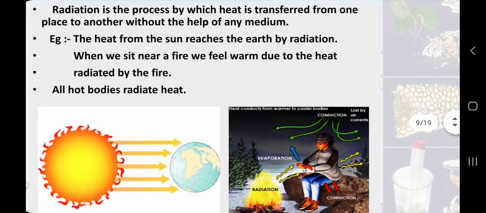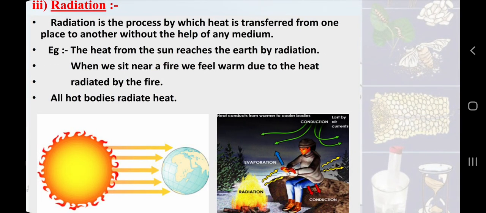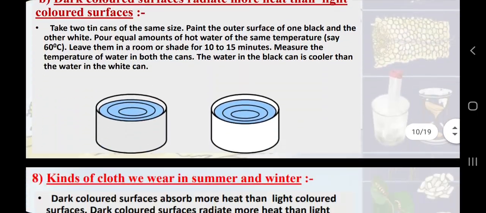Now finally radiation. Radiation is the process by which heat is transferred from one place to another without the help of any medium, as I have already discussed. The example is the transfer of heat from the sun to earth, and which we have also discussed when at a campfire we experience the heat from the side, not from the top of the fire.